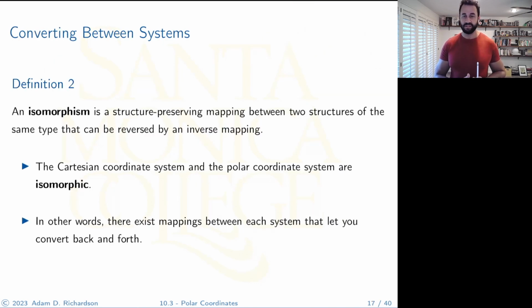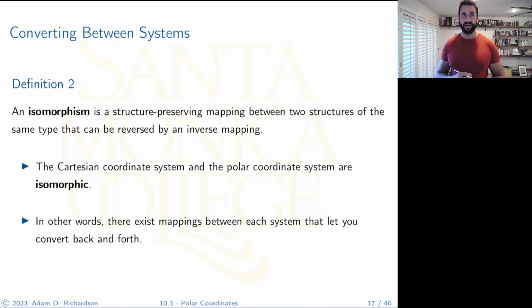Okay, now that we've seen this system, let's talk about how to convert between these two systems. And we're going to get a fancy word here to describe this. So what is an isomorphism? An isomorphism is a structure-preserving mapping between two structures of the same type that can be reversed by an inverse mapping. So this is the takeaway. This is why we need to know this word. The Cartesian coordinate system and the polar coordinate system are isomorphic.